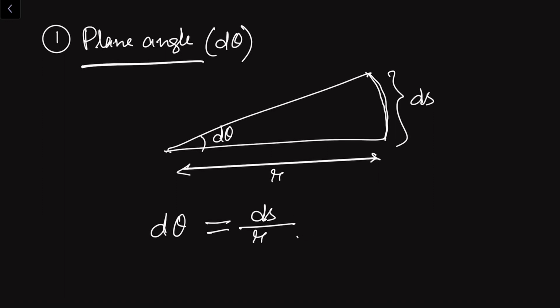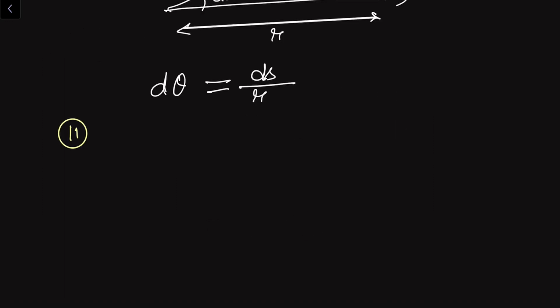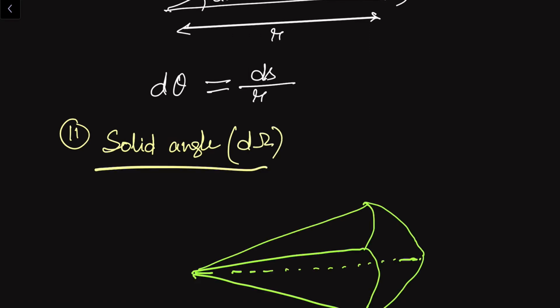Now let us see the second type. In the second type we have the solid angle. This is denoted by d omega. Suppose we have this surface area, and suppose this is dA. Now this is the solid angle d omega, and we have a radius of small r.